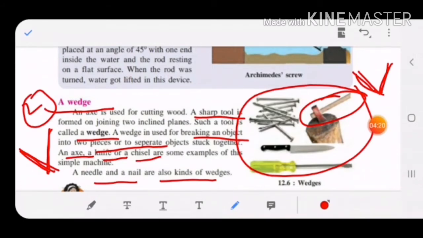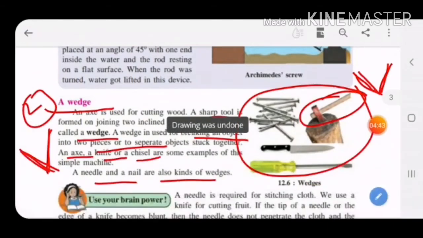Remember these examples you can give: knife, chisel, axe, needle. A needle is also sharp. Nail. All these are examples of wedges. Remember this. If anyone asks you to give two examples of wedges, you can give anything: knife, axe, needle, nail. And what is the definition of a wedge? It is formed by joining two inclined planes. Now let us move further.